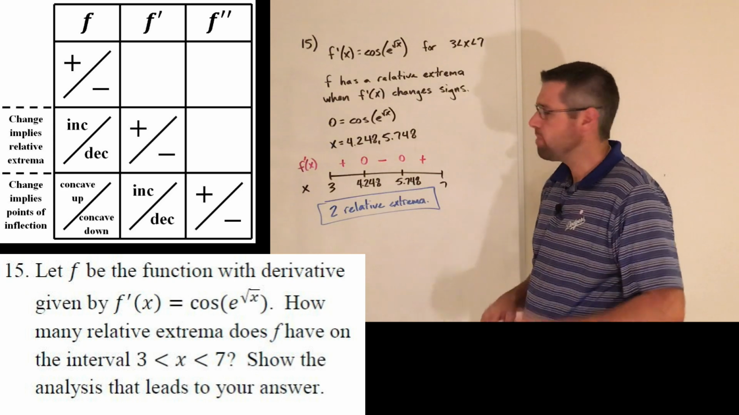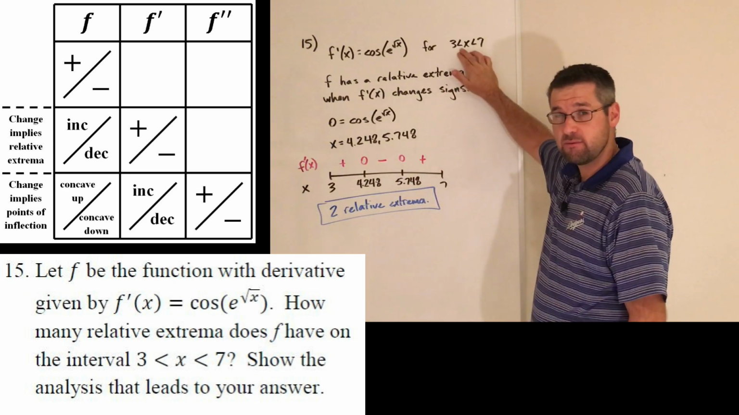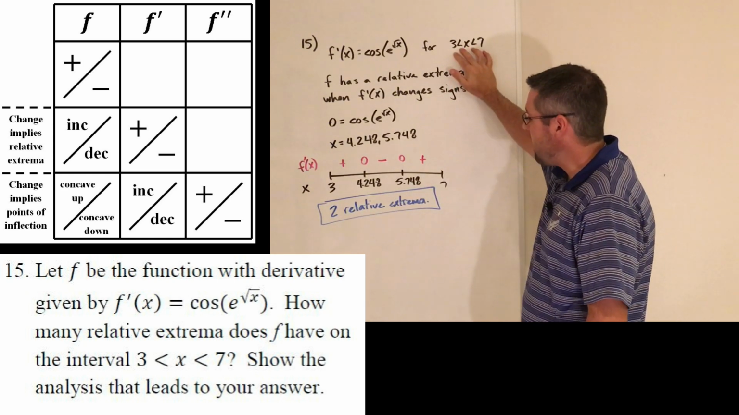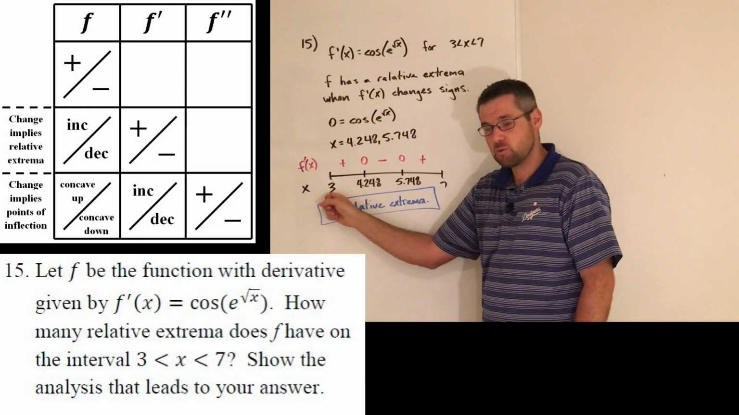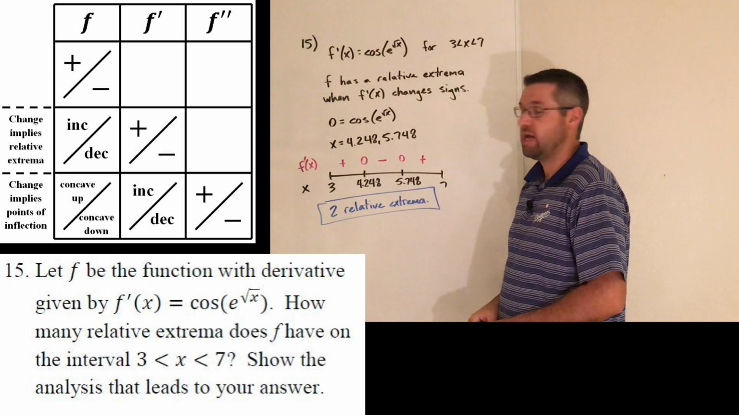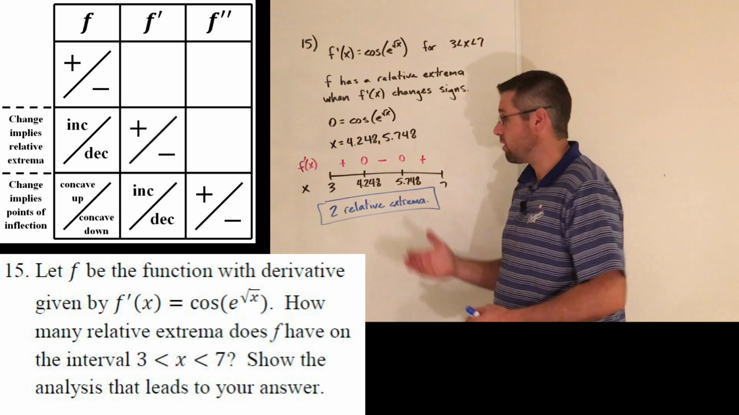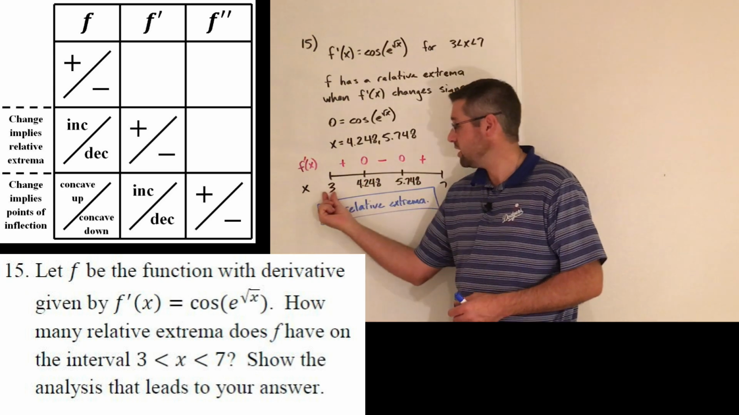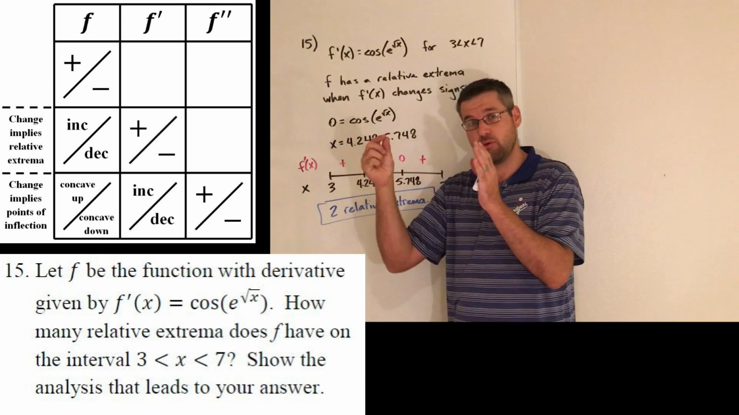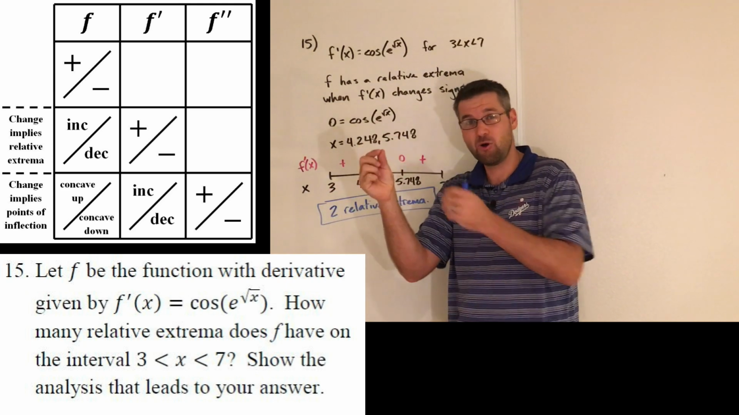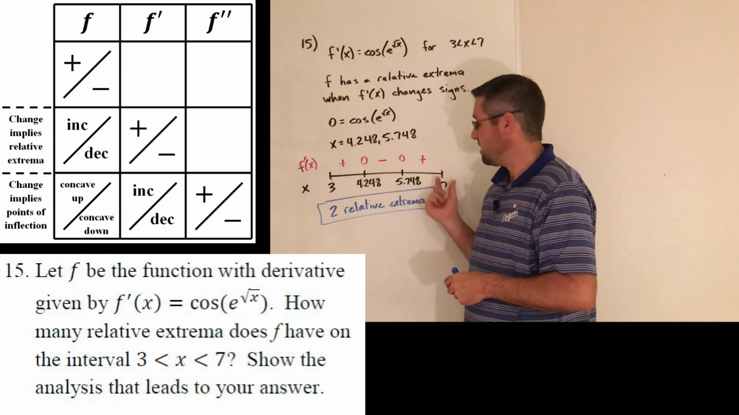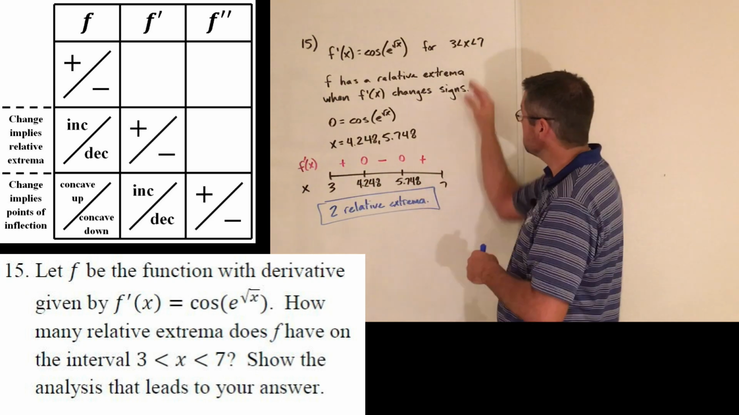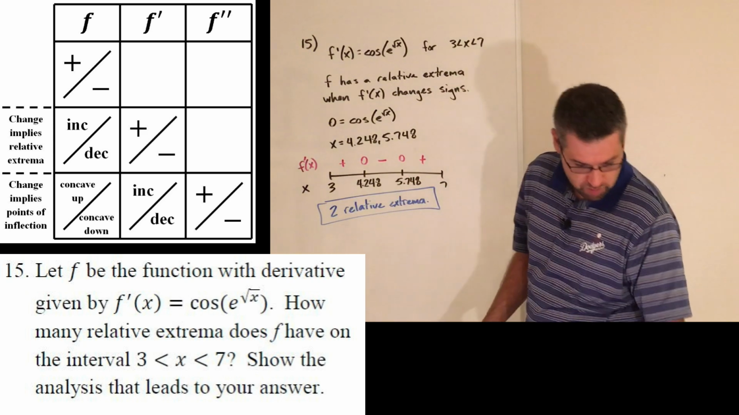Just a side note, if that was a closed interval for both of those, then that would imply that there is a relative extrema at x equals 3 and a relative extrema at x equals 7, because they're endpoints, and whatever's happening just to the left of this endpoint, this is either going to be higher or lower than the point right next to it. And then same thing on this side. Okay, so, but since it's an open interval, we only have 2 relative extrema.